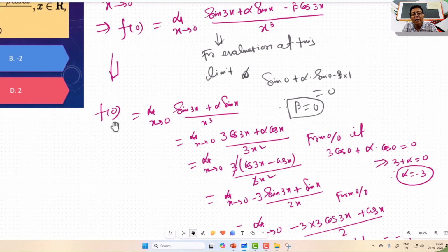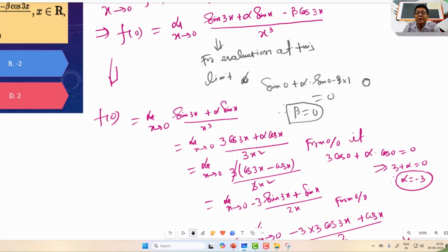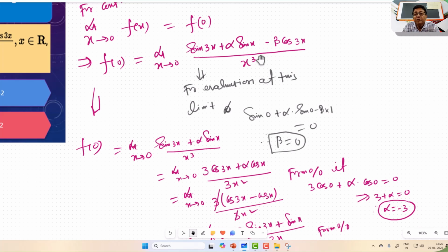Clear? This is an ideal application of L'Hopital rule. Hope you will try the same problem using the infinite series for sin x, sin 3x and cos 3x. You try once.